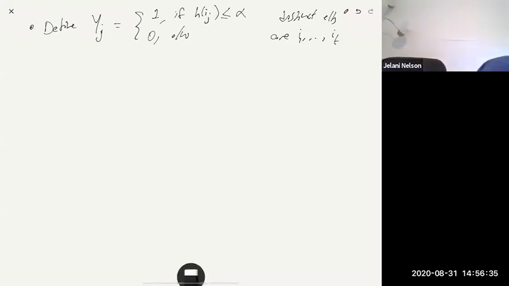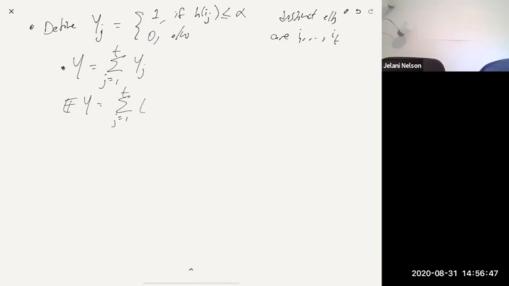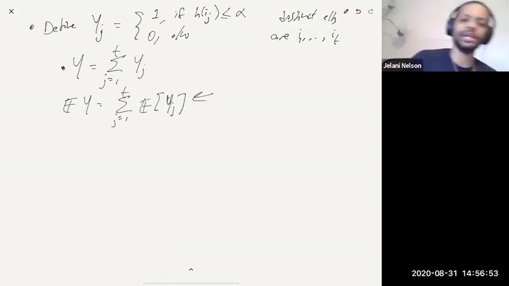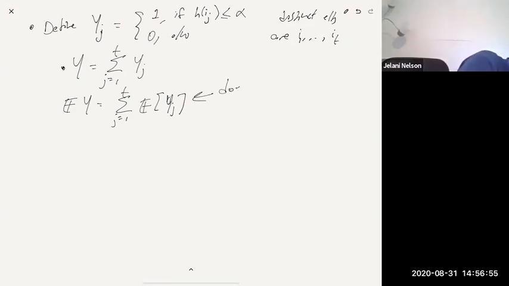And how do you go about this kind of analysis? You say, look, I can define Y to be the sum over j from 1 to t of Yj. Then the expectation of Y is equal to the sum, j goes from 1 to t, of the expectation of Yj. Does this computation need independence? No. Linearity of expectation always holds whether or not you have independence.